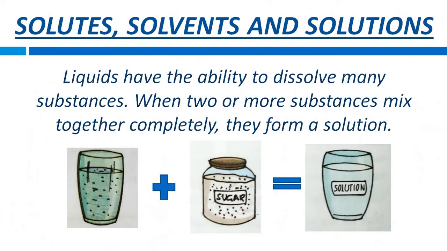So let's start. You have learned that liquids have the ability to dissolve many substances in it. Like water. Water is a liquid. You can dissolve many substances into the water. For example, sugar. And when two or more substances mix together completely, they form a solution. For example, if you take a glass of water and add sugar in it, you form a sugar solution and you observe the sugar completely dissolve in water.